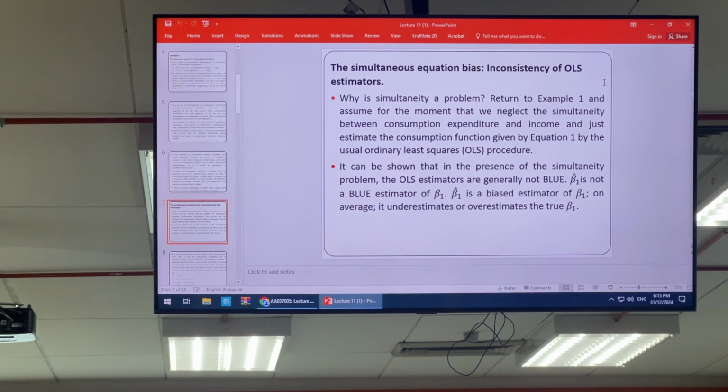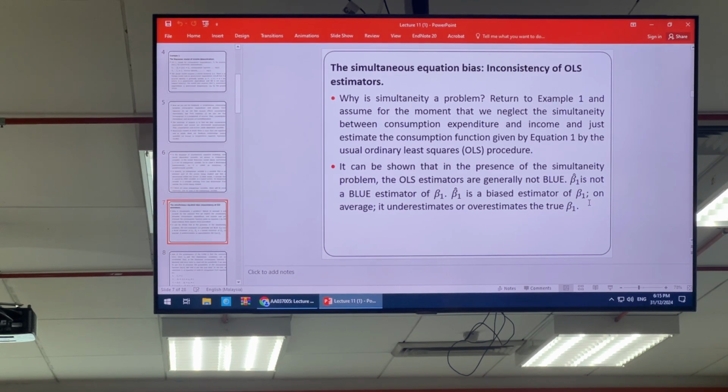So why is simultaneity a problem? Return to the first example and assume for the moment that we neglect the simultaneity between consumption expenditure and income, and just estimate the consumption function given by equation 1 by the usual ordinary least squares, or OLS, procedure. It can be shown that in the presence of the simultaneity problem, the OLS estimators are generally not best linear unbiased estimators. So the estimate beta 1 hat is not a best linear unbiased estimator for the true value of beta 1. Beta 1 hat is a biased estimator of the true value of beta 1.